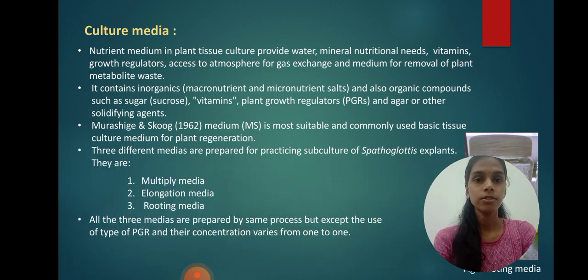Three different media are prepared for practicing subculture of Spathoglottis explants. They are multiplication media, elongation media, and rooting media. All these three media are prepared by the same process, except for the type of PGR and the concentration, which varies.